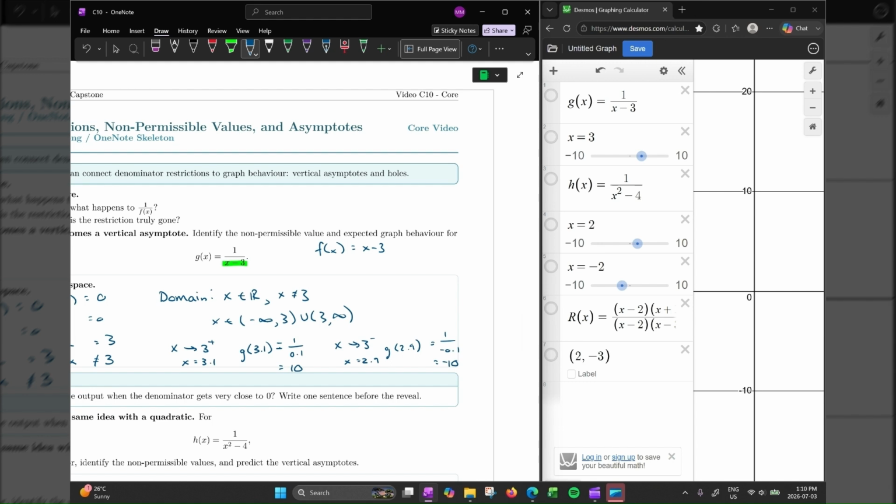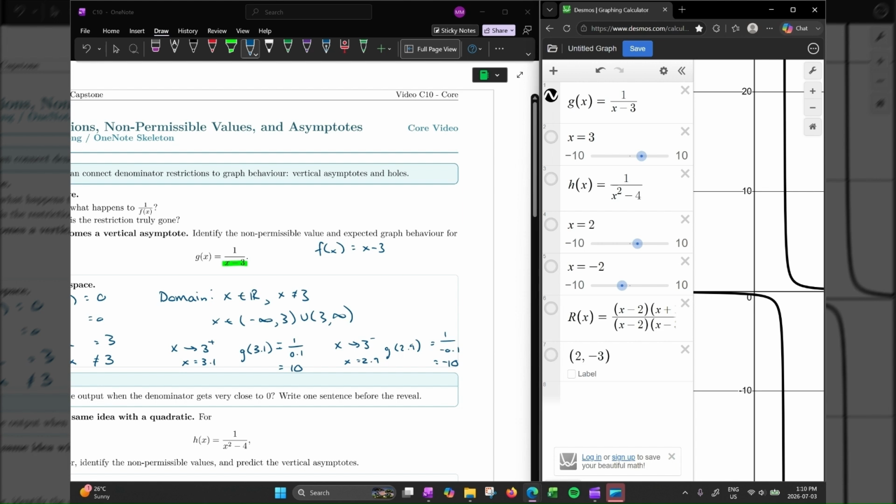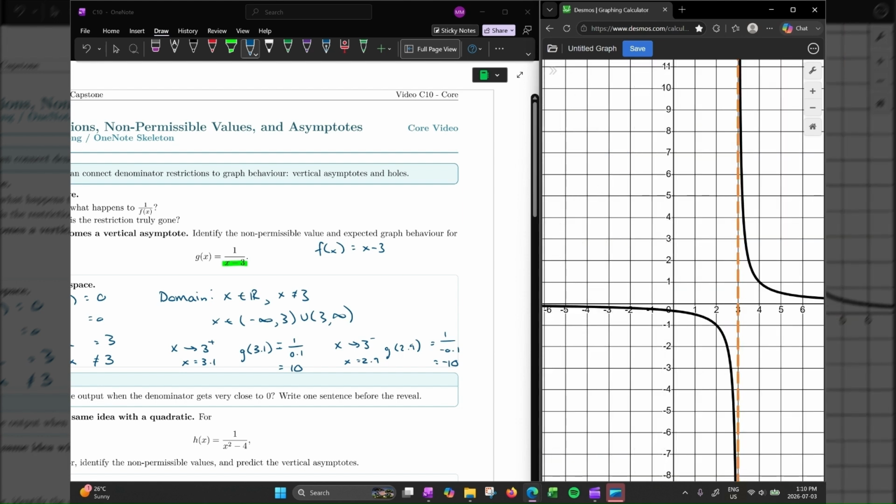On the graph, you can see I have g of x is 1 over x minus 3, and the line x equals 3. This does line up with what we just recorded. As I approach from the right, I get really, really big. As I approach from the left, I get really, really negative. Those are the behaviors. The restriction x equals 3 is a non-permissible value, x cannot be 3, but it's actually a massive detail on the graph. It's a wall. On the graph, it's a vertical asymptote.